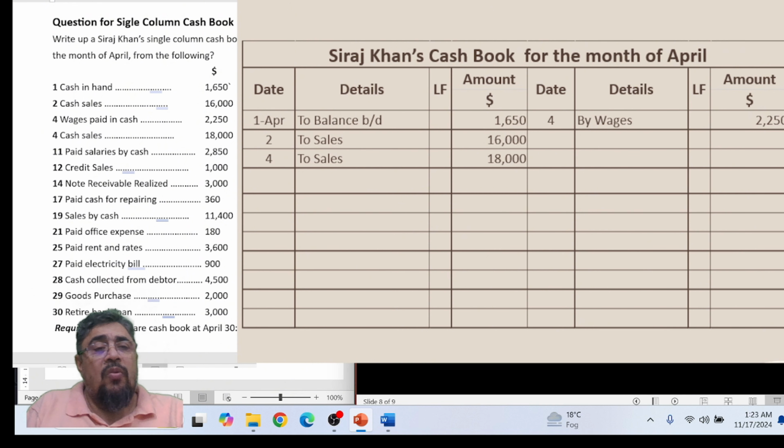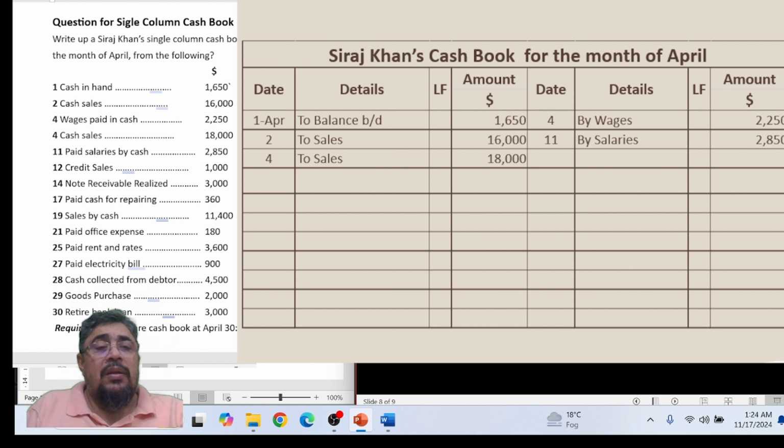Next transaction on 11th April, paid salaries by cash. Now we are giving the cash, paying the cash, so we post on the credit side. So credit side, on 11th April, by salaries, the amount is 2850. We will record on the credit side.